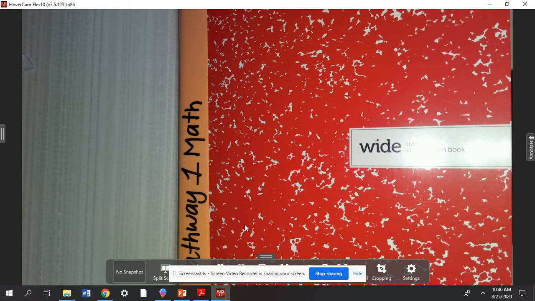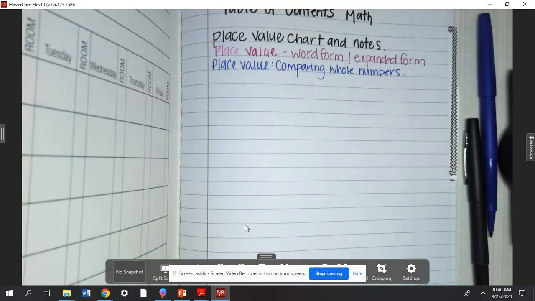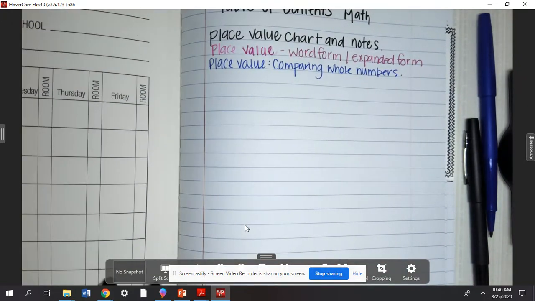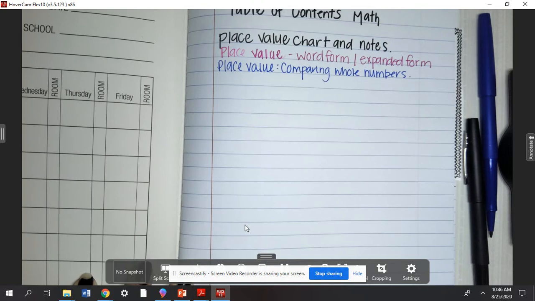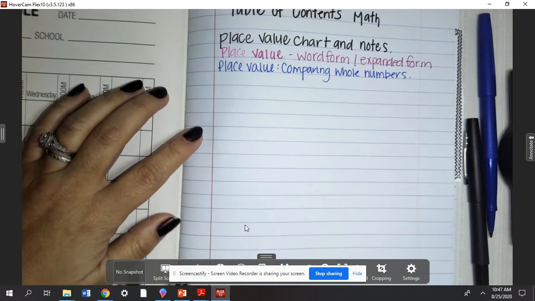Today we're going to be looking at comparing and ordering whole numbers. Now, a lot of this stuff this week has been review, but that's just to kind of get you guys back in the swing of things. It's been since before spring break, and you might have forgotten some things.